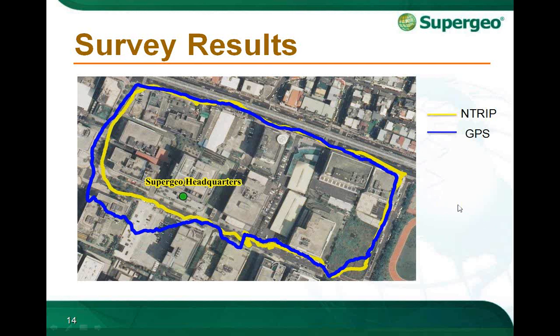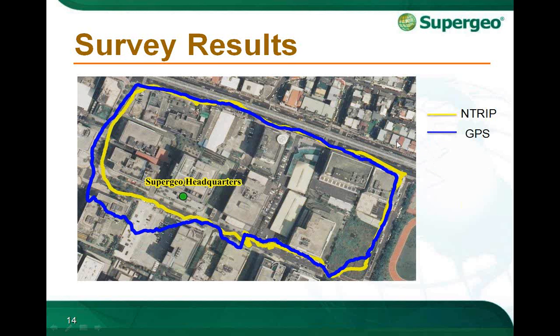Now you can see this picture. This is in the urban area. It's full of buildings, and a green star here shows the position of SuperGIS headquarters. I activate the NTRIP extension and walk along the sidewalk to collect the data.